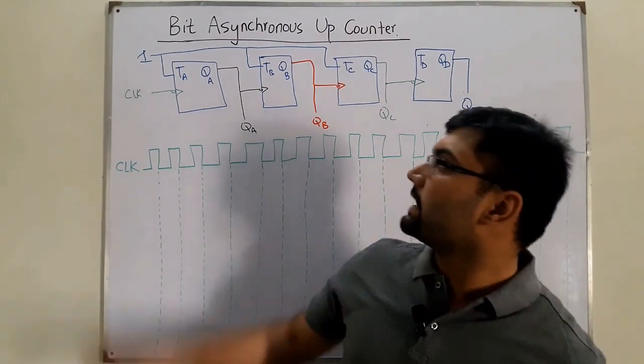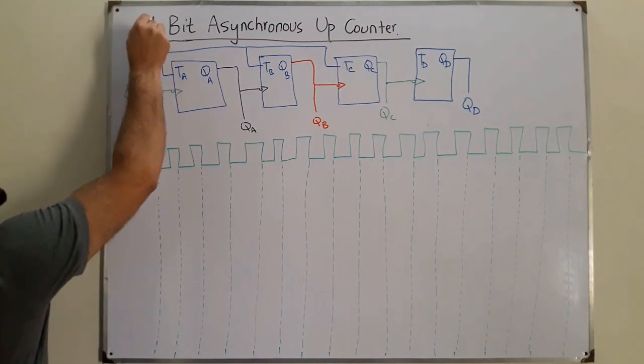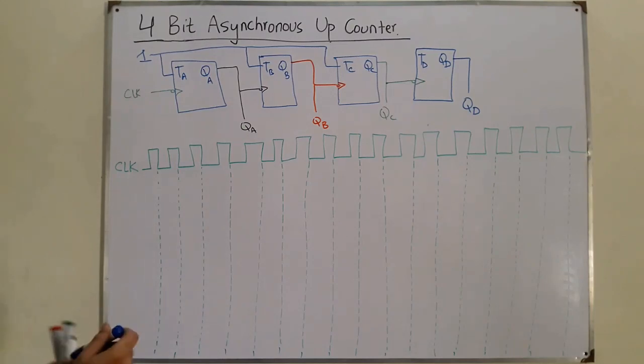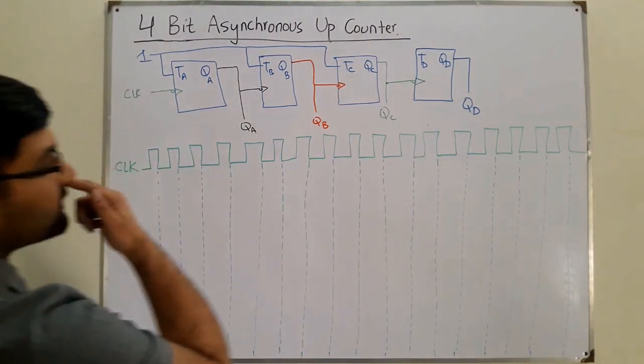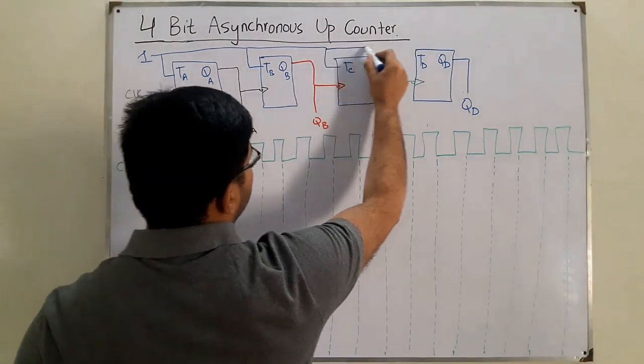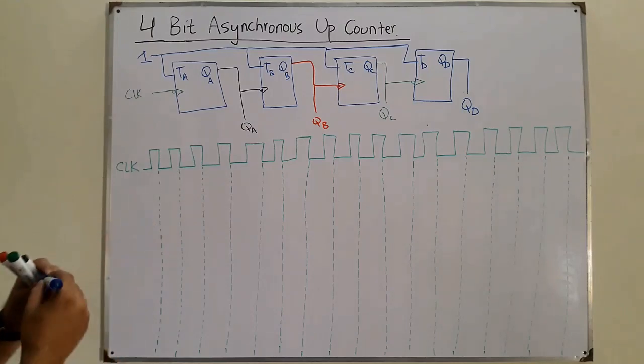Salaar Khan here. And today we see the next counter, that is the 4-bit asynchronous up counter. As the name suggests, 4-bit, so we require 4 flip-flops. I've already drawn the 4 flip-flops over here, but I forgot to give this input over here as well. The logic 1. Logic 1 is given to all the inputs, and it will be toggling.